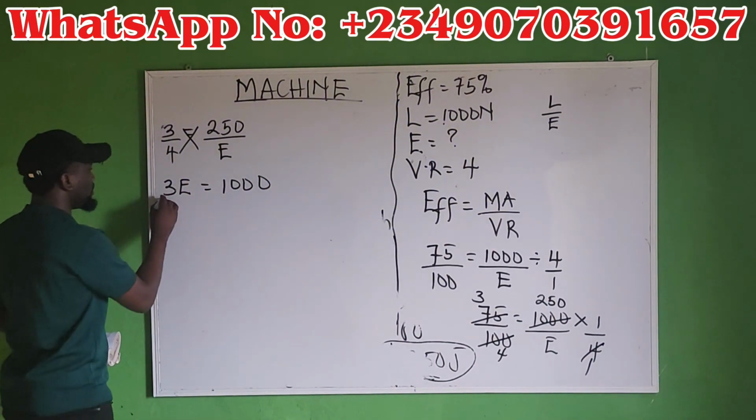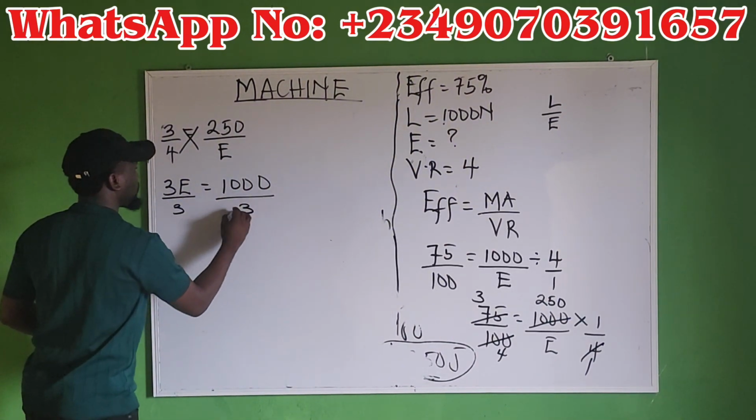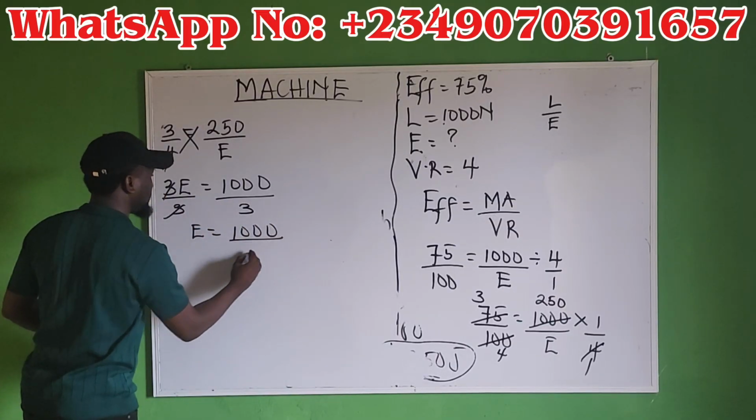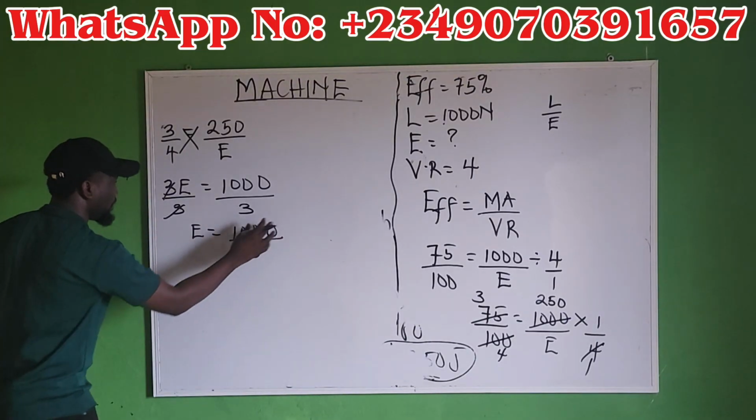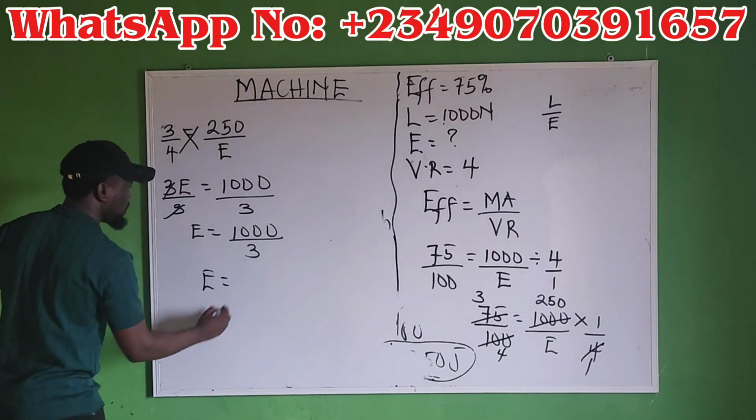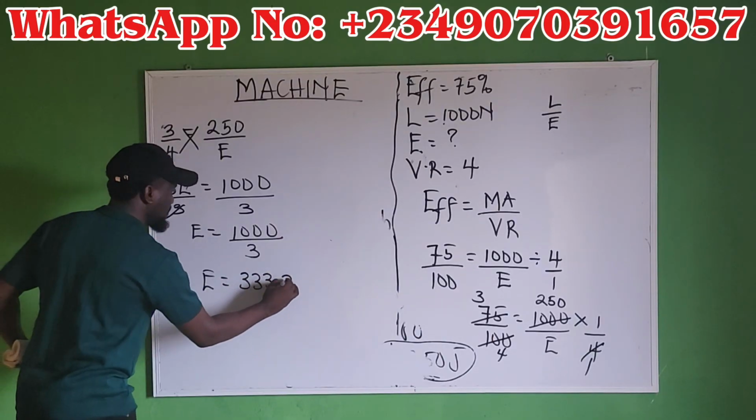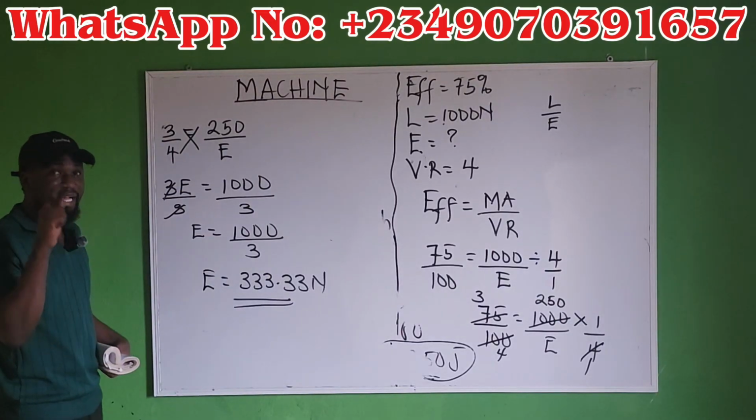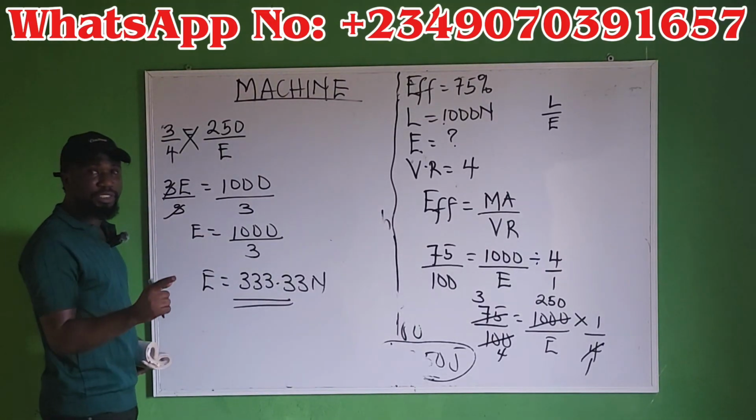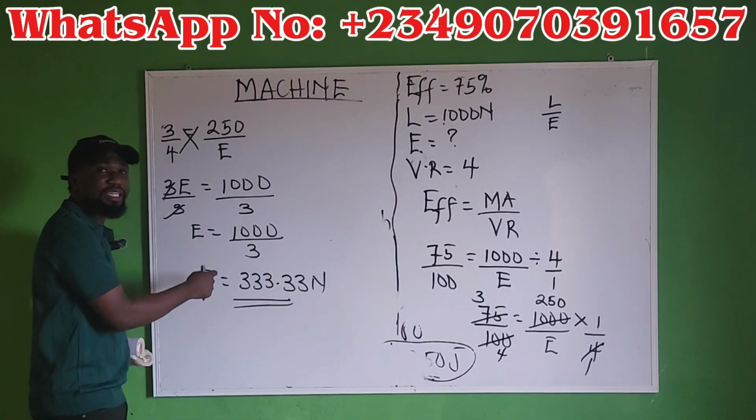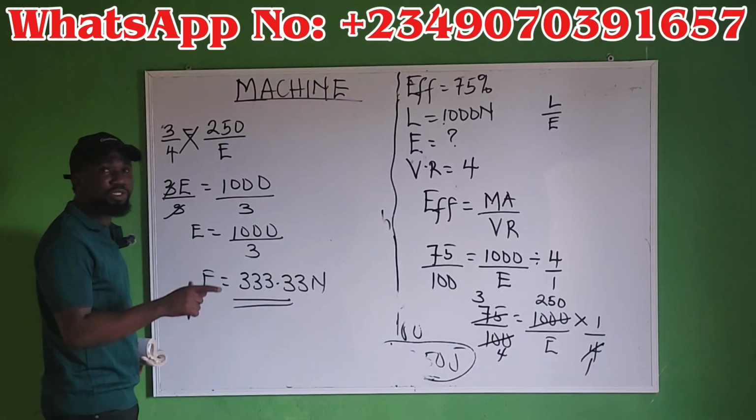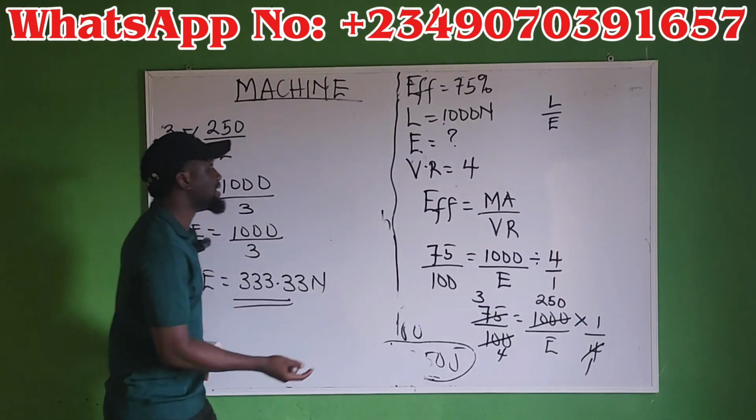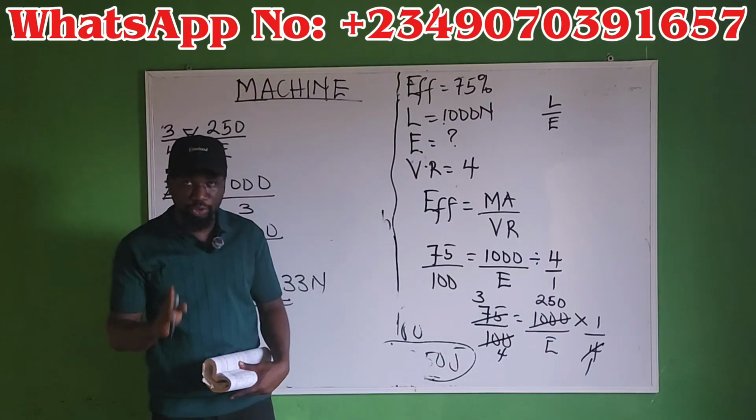So looking for E, divide both sides by 3. So E now is 1000 divided by 3, which gives us 333.33 Newton. So this is the value for effort. And please, I said earlier that in a simple machine, the effort applied in overcoming the load, in as much as we are using a machine, is usually less than the load. Do you get?